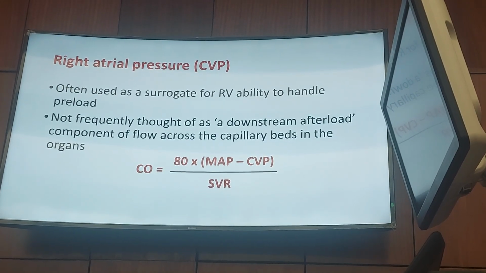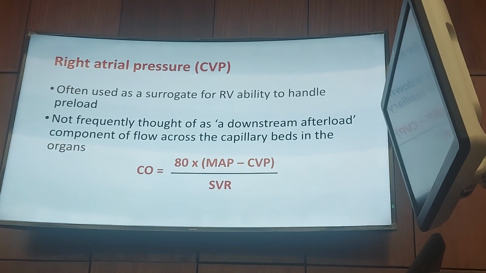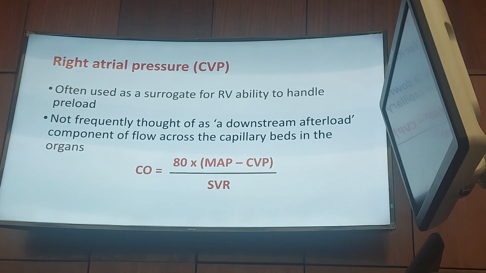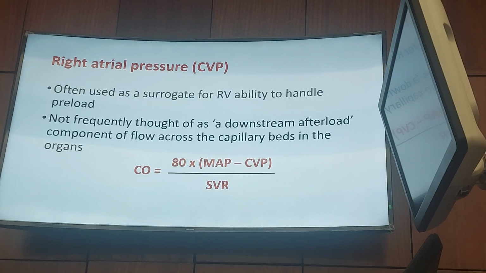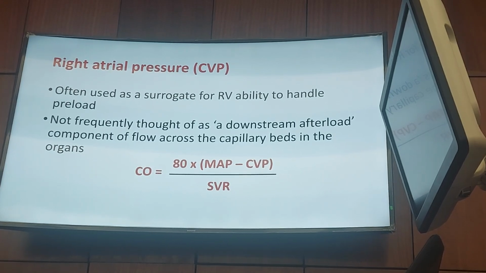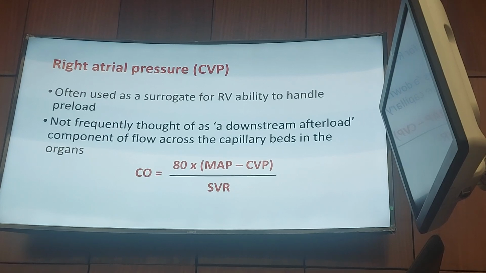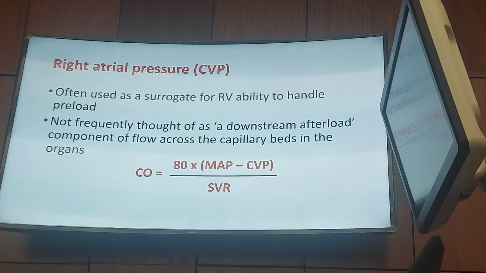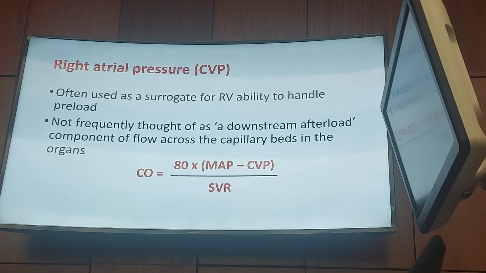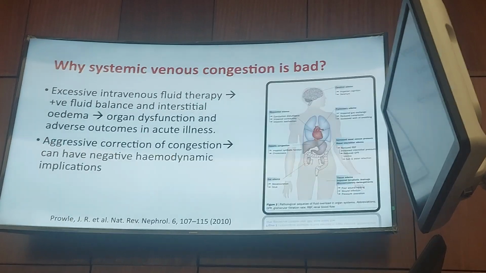So thinking of the CVP as the afterload of the flow across the organs, we're talking about the liver, the spleen, the kidneys, the brain, is very important because going back to physiology, you see the equation here with constant mean systemic filling pressure or mean arterial pressure, rising CVP will translate to reduced perfusion. And that is the new paradigm shift of understanding congestion. The higher the CVP, the higher the congestion on the right side, the worse the perfusion.